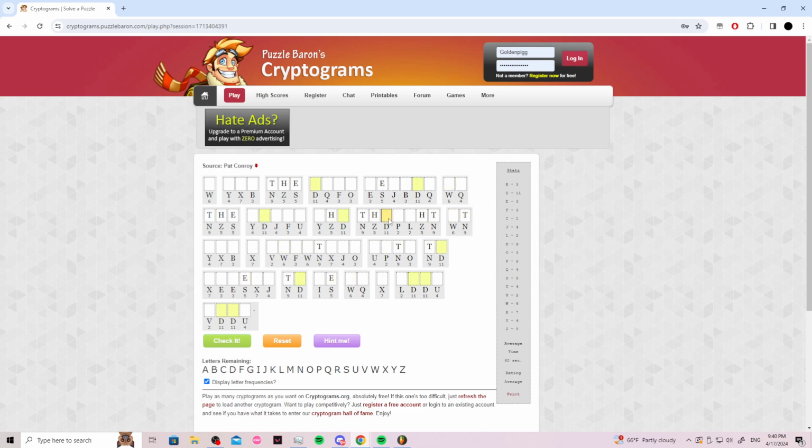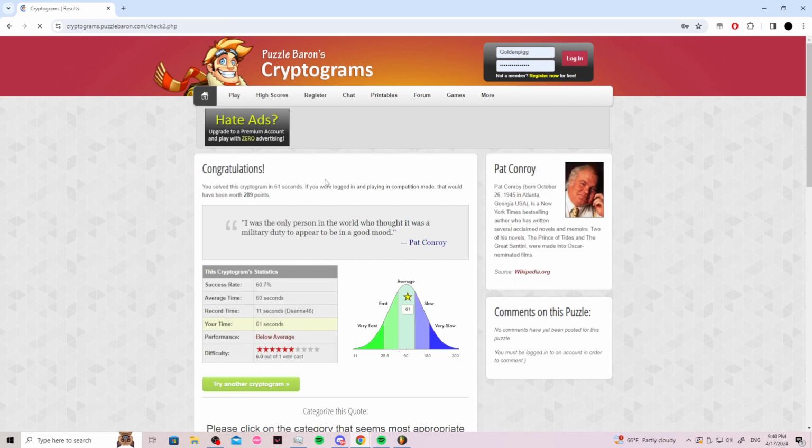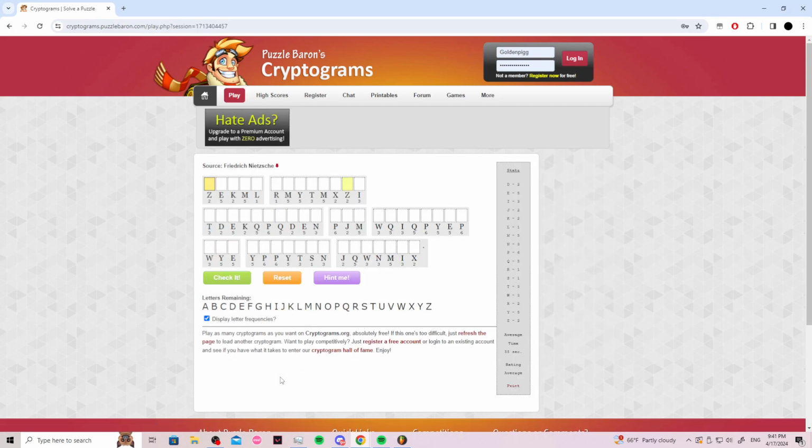The there is pretty good, even if the frequencies don't match up too well. I could tell there because I see that the happen twice and the th. Obviously, or not obviously, but this is though or thought it. Who thought it was? I was only. Oh, that's wrong. Only person in the world to be in a good mood. I was the only person in the world who thought it was a military duty to appear to be in a good mood. That one's not too bad.